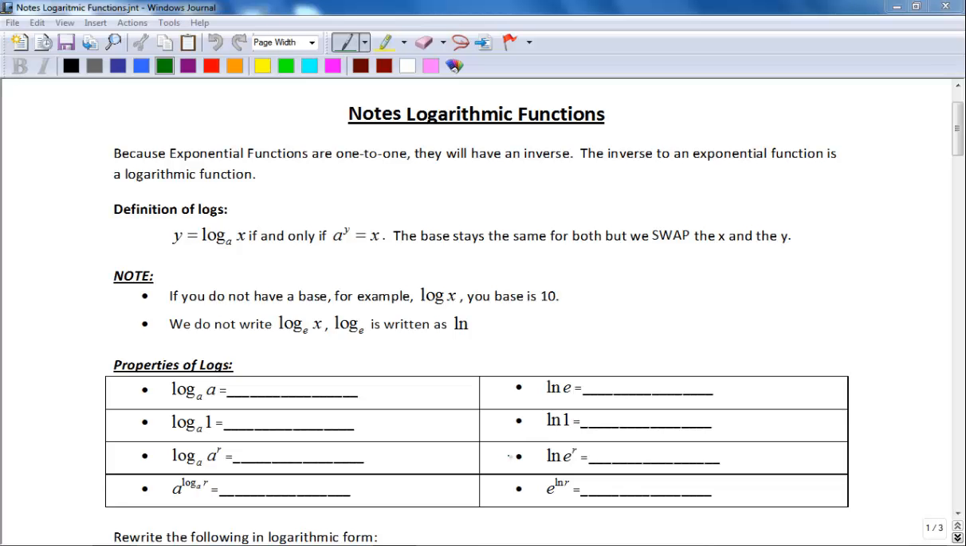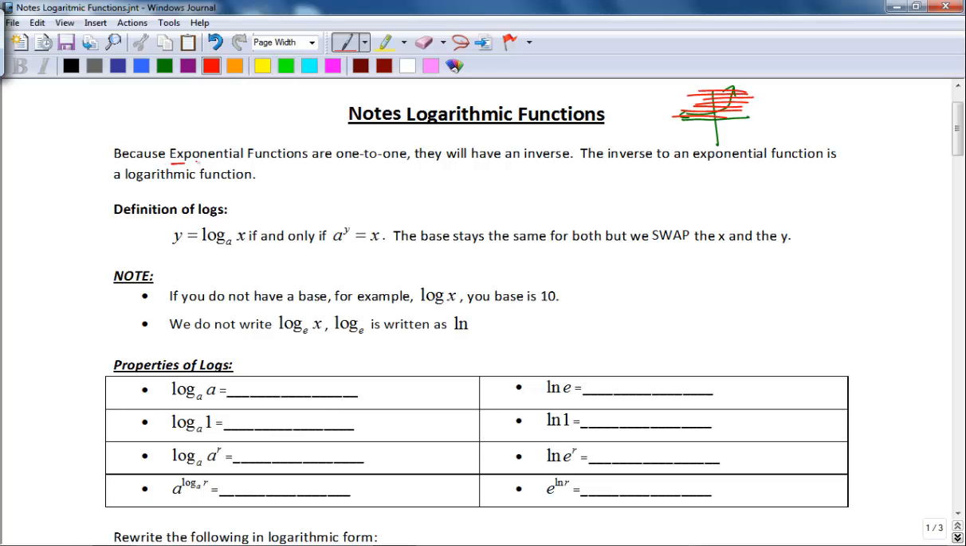This section deals with logarithmic functions. Remember, an exponential function will look more or less like this when we graph it. Now, is this function one-to-one? Remember, we would use the horizontal line test to see that. Every horizontal line here crosses it at most one spot.